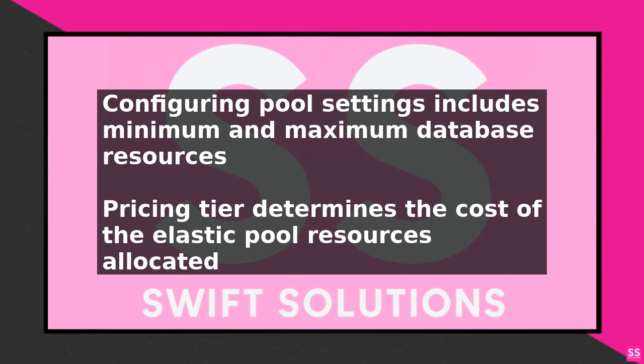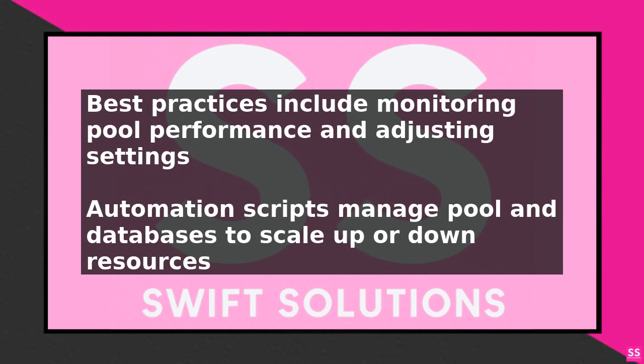In terms of practical examples, let's say you have a web application that uses multiple databases to store user data and analytics. You can configure an elastic pool to manage these databases, and set the minimum and maximum amount of resources that each database can use. This ensures that the databases have enough resources to handle the workload, and that you are not overpaying for resources that you don't need.